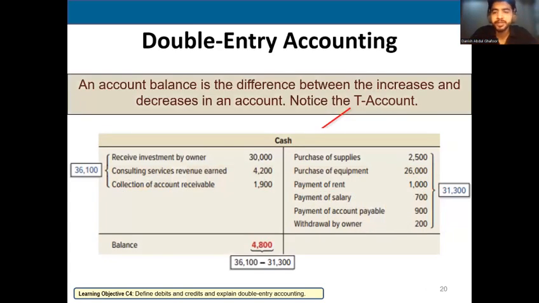An account balance is the difference between the increases and decreases in an account. Notice the T account. As I already told, the end balance is always the difference of the debit and credit sides. For assets, you will find the end balance on the debit side. For liabilities, you will find the end balance on the credit side. And for equity, you will find the end balance on the credit side as well.